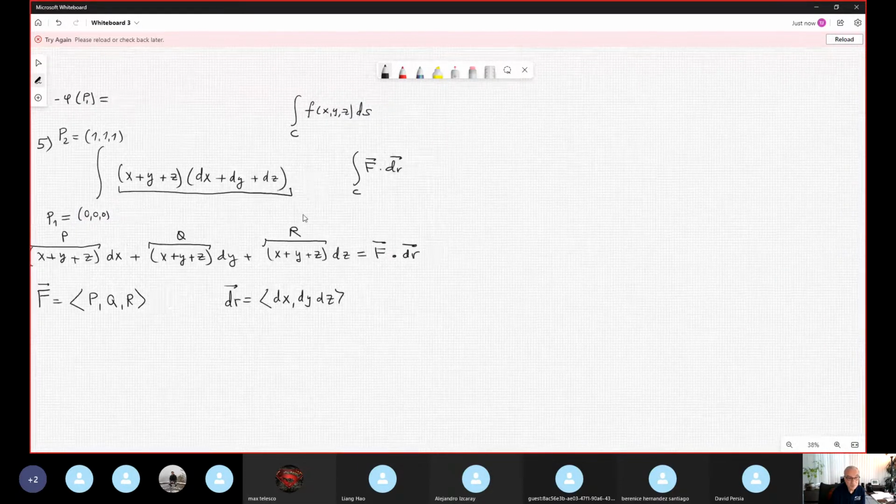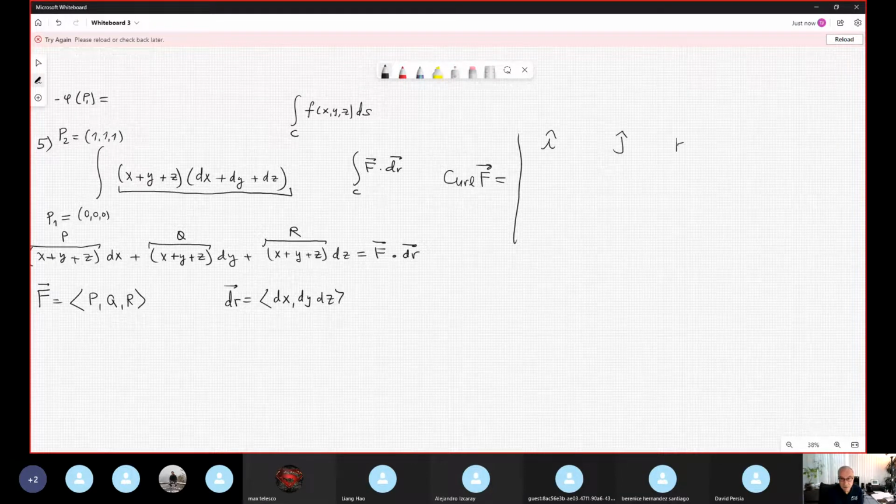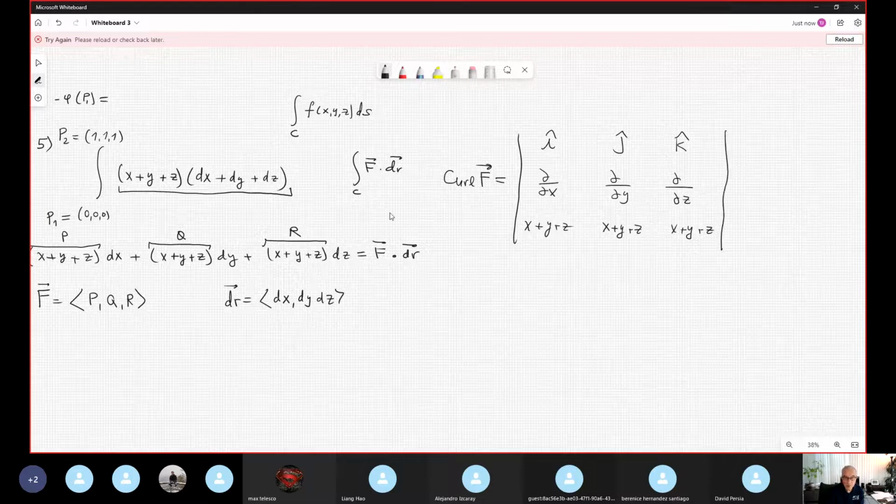So now the curl of this vector field is the determinant with i, j, k, the nabla operator, and the components of the vector field, which in this case are the same: x plus y plus z, x plus y plus z, x plus y plus z.